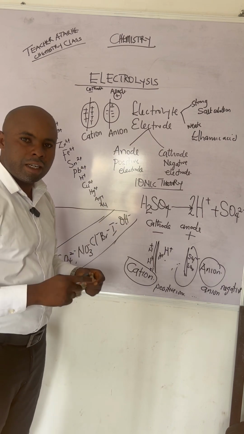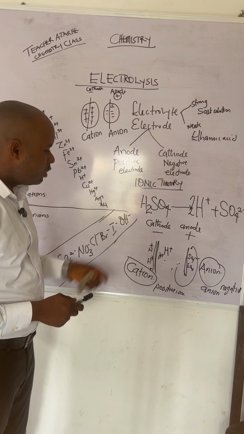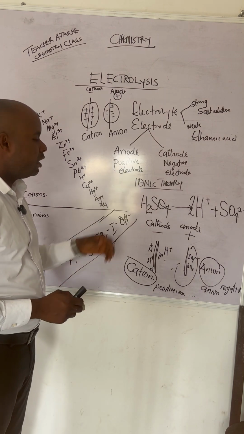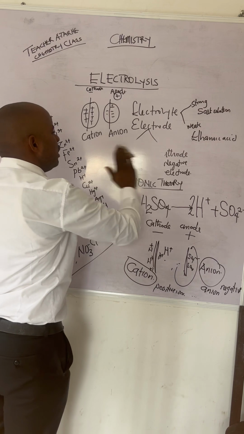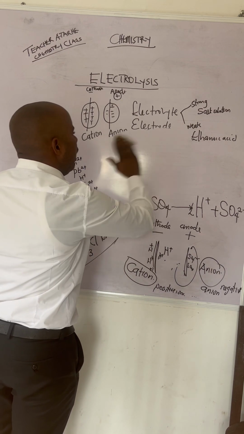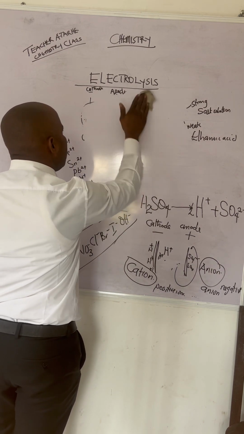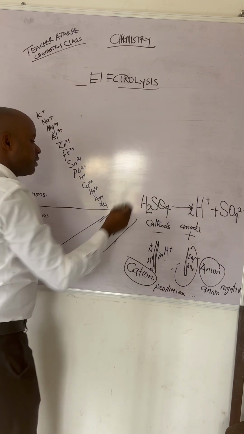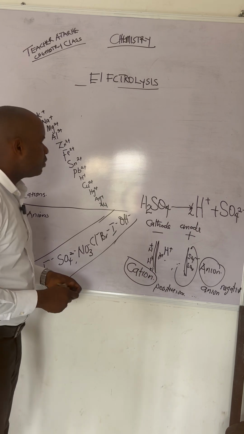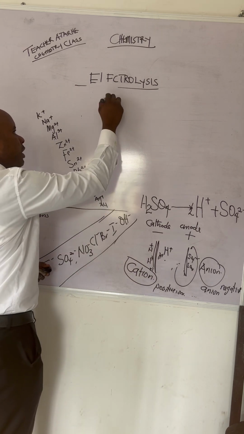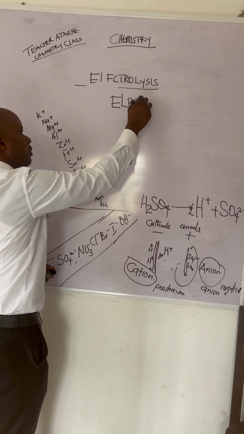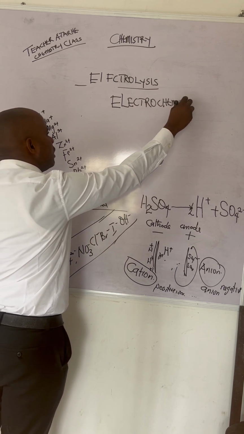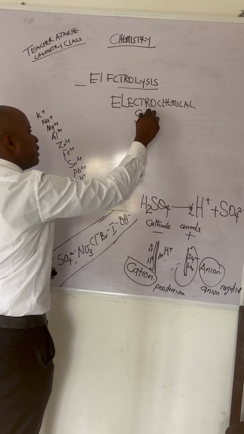When we talk about ions, cations are the positive ions, while the anions are the negative ions. So this moves us to the question: what are the factors that affect the discharge of ions in an electrochemical system? So we are going to move to a topic known as electrochemical series.